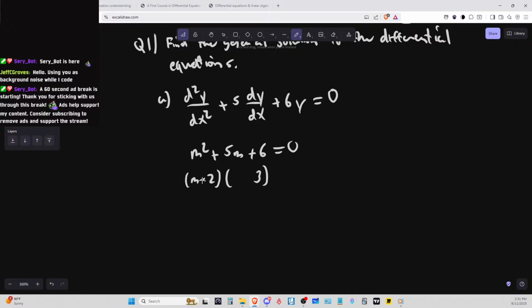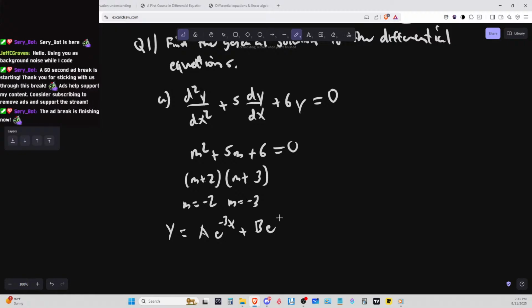Plus and plus. So that means we're left with -2. And if I remember correctly, since we have 2 roots, that means we end up with y is equal to a. So this one is the least. Well, I didn't like the way I wrote that 3 there. So it's -3x plus b e to the -2 power. And that is the solution for that one.